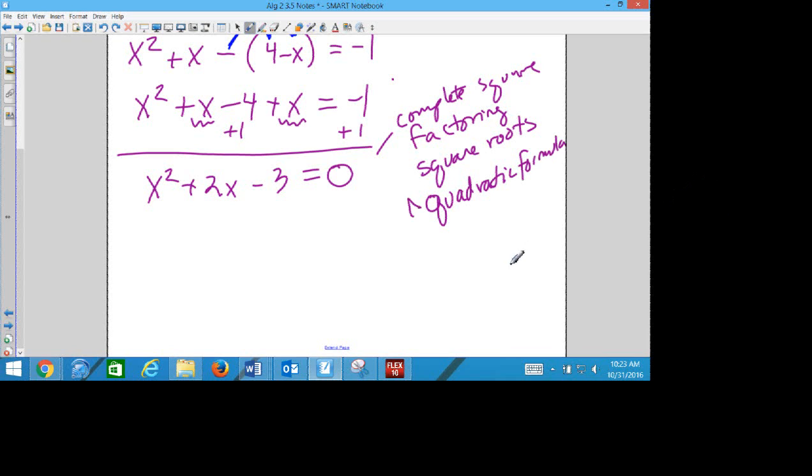Complete the square always works, but sometimes yucky. So if you're not sure, I would always go by quadratic formula. But I know how to factor, and when I look at this, it factors quickly. If it doesn't factor, go with quadratic formula. But this one does factor fast.